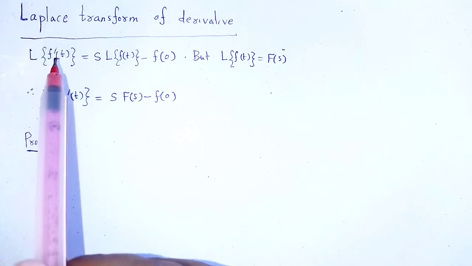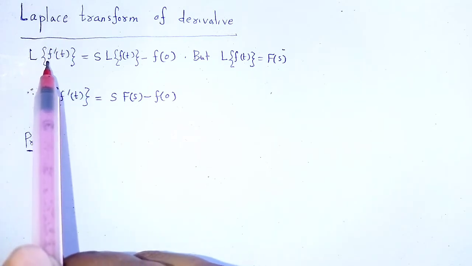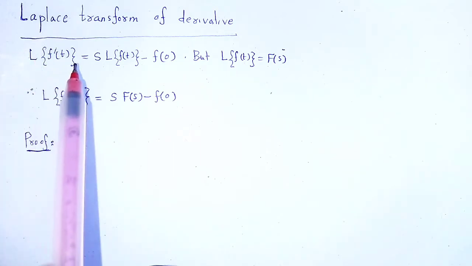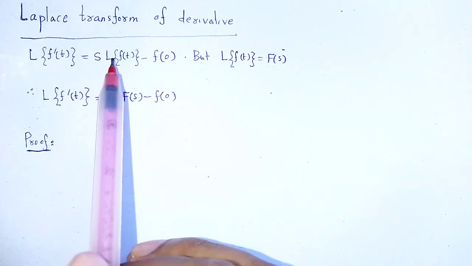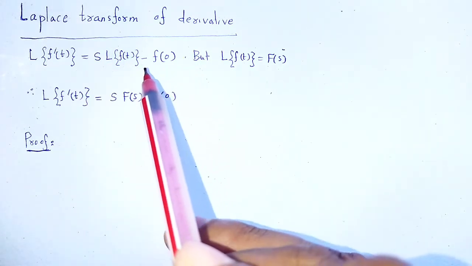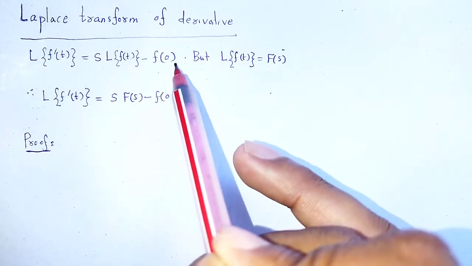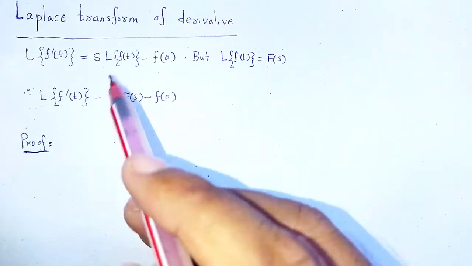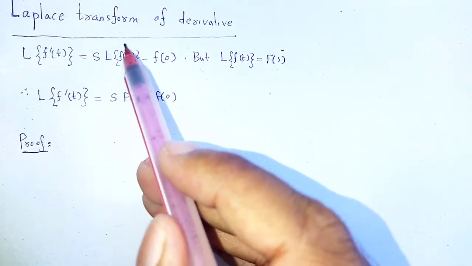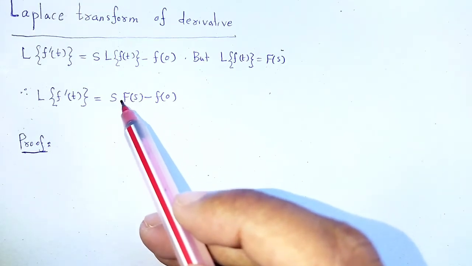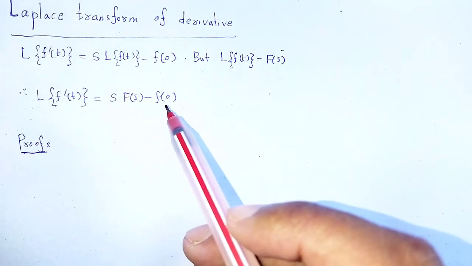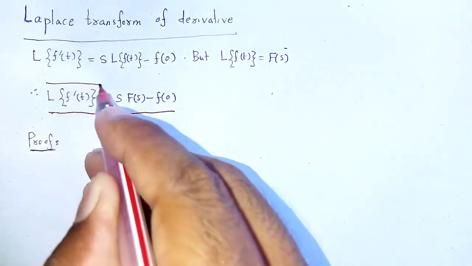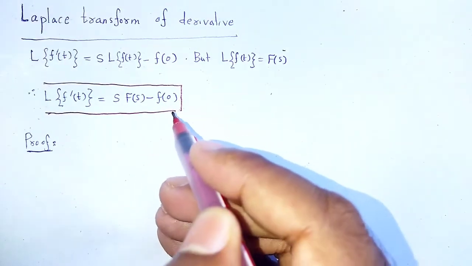Laplace transform of derivative of a given function. Derivative of the given function f of t as f dash t, its Laplace transform is equal to s into Laplace transform of the function f of t minus the value of that function at 0. Here we know Laplace transform of f of t is equal to capital F of s. Therefore, in place of Laplace transform of f of t, we write s into F of s minus the function at 0. This is the Laplace transform of derivative of a given function.